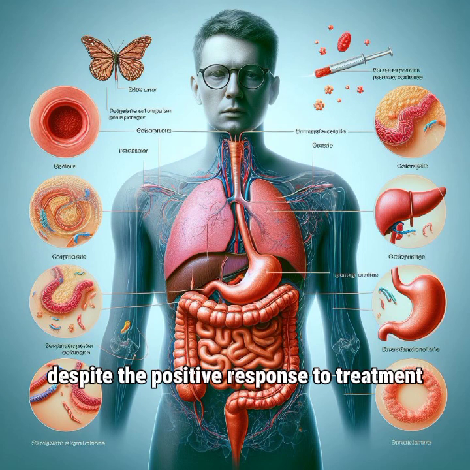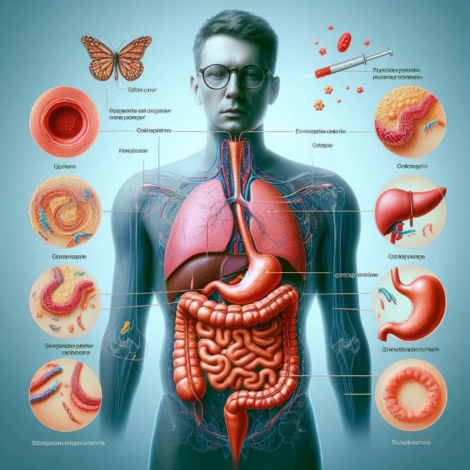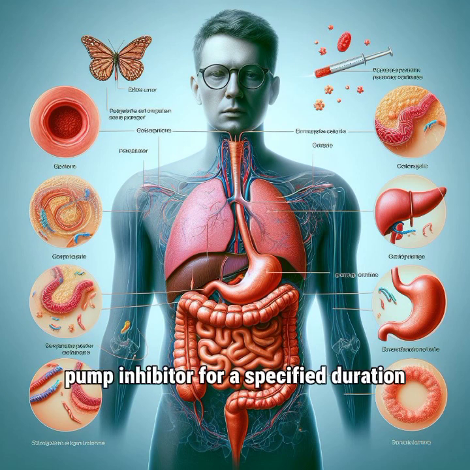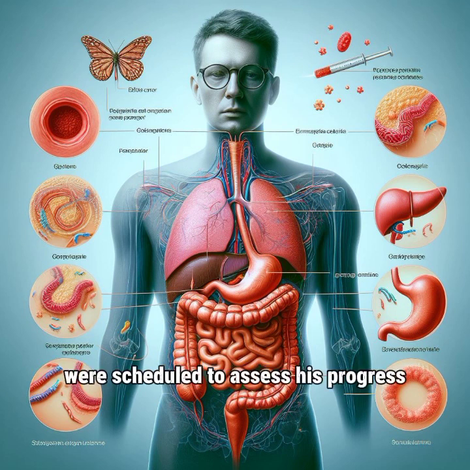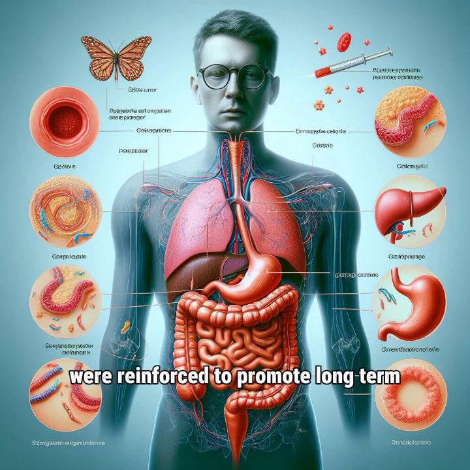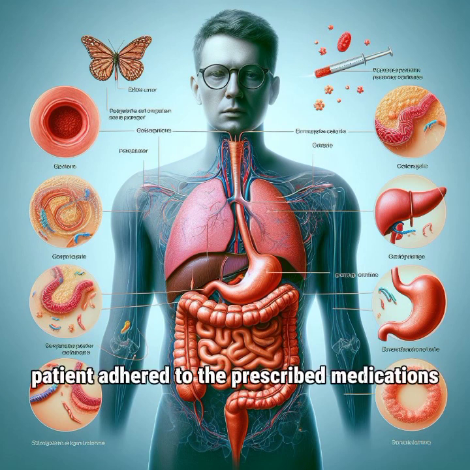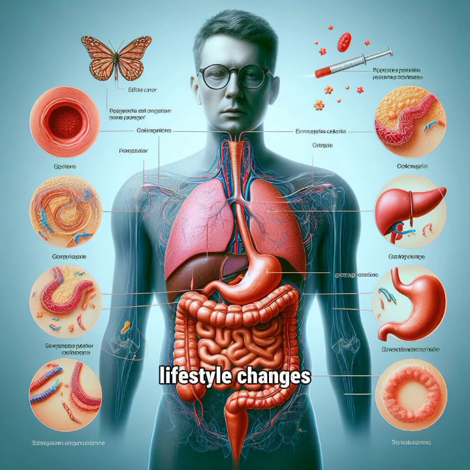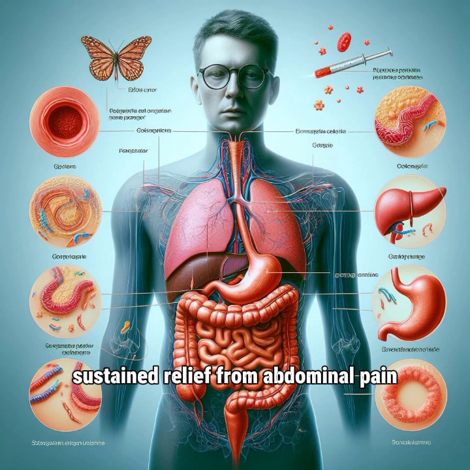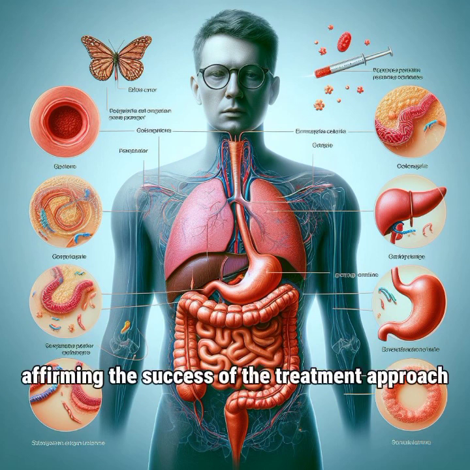Despite the positive response to treatment, the healthcare team emphasized the importance of ongoing management to prevent recurrence. He was advised to continue the proton pump inhibitor for a specified duration, and regular follow-ups were scheduled to assess his progress. Lifestyle modifications, including stress management strategies and dietary adjustments, were reinforced to promote long-term gastrointestinal health. Over the following months, the patient adhered to the prescribed medications and embraced the recommended lifestyle changes. He reported sustained relief from abdominal pain and improvement in overall well-being. Follow-up endoscopies showed continued healing of the ulcer site, affirming the success of the treatment approach.